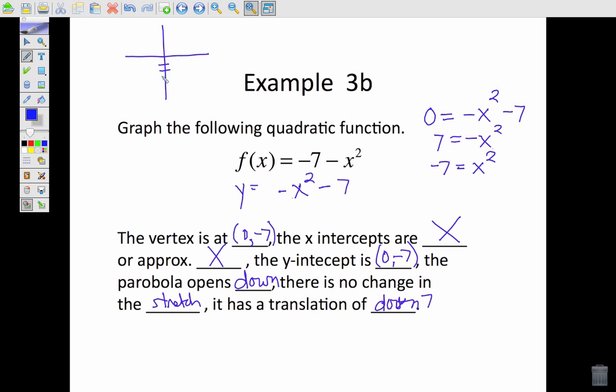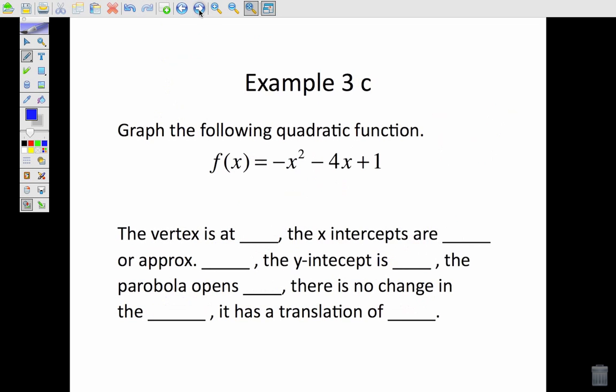All right, let's look what we've got for a graph. So we got down 7. There's my vertex. It is opening down as well, and so you could build your table of values to figure out how wide. But it's our standard parabola because my leading coefficient was negative 1.